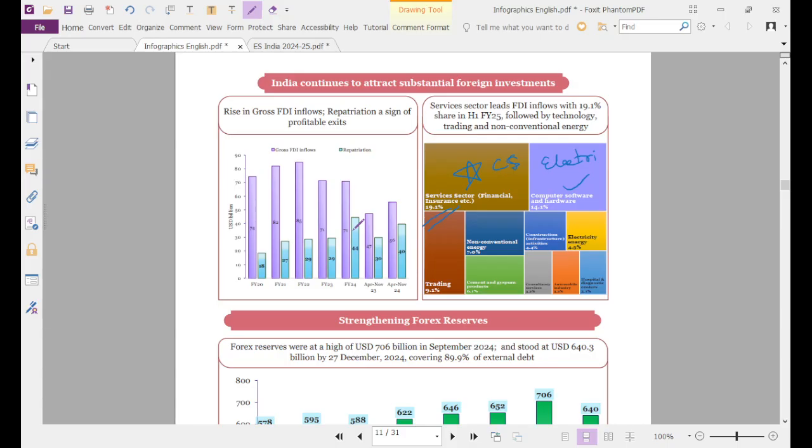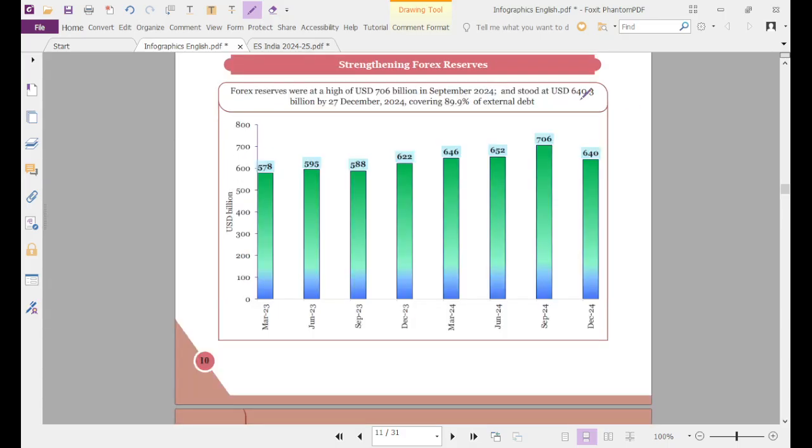Strengthening forex reserves. India has been very robust in terms of having $640 billion of forex reserves, which is equivalent to 90% of the external debt. That positions India as one of the most stable economies in the world. This is a very good parameter you can always remember: India has around 600 plus billion dollars of forex reserves, so that in the worst condition, India has a backup to save its economy, right?